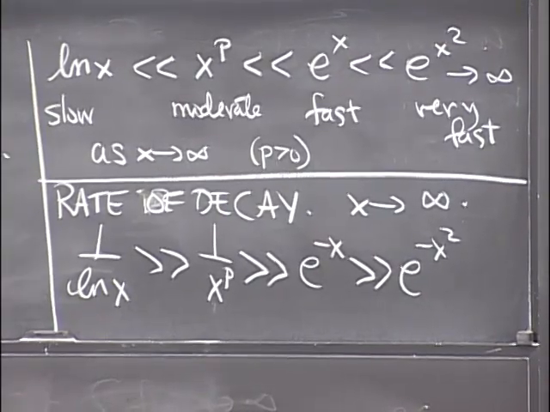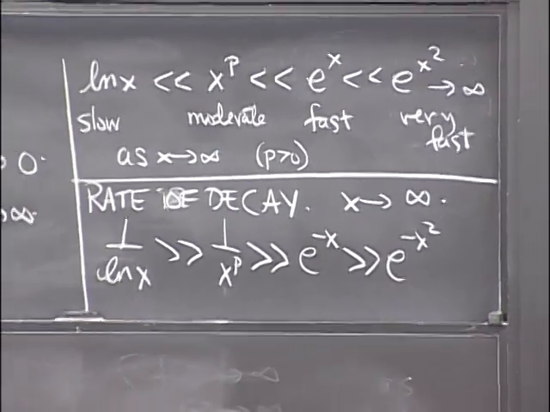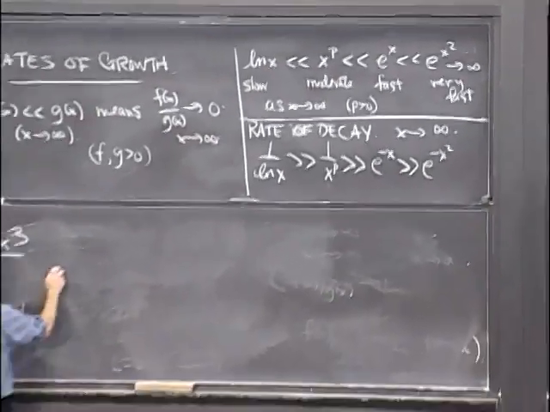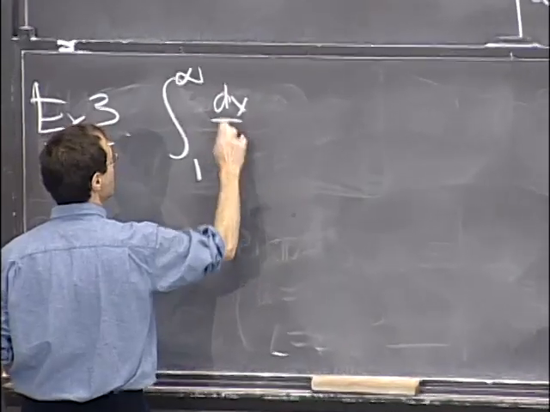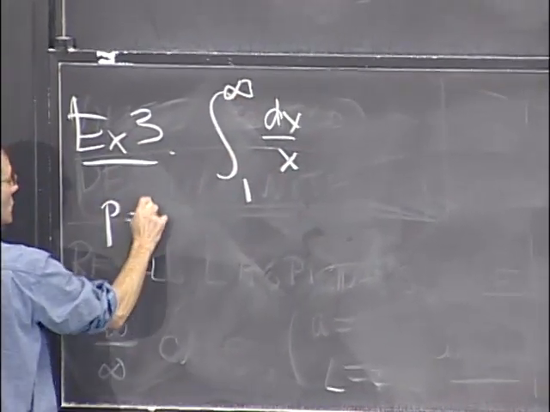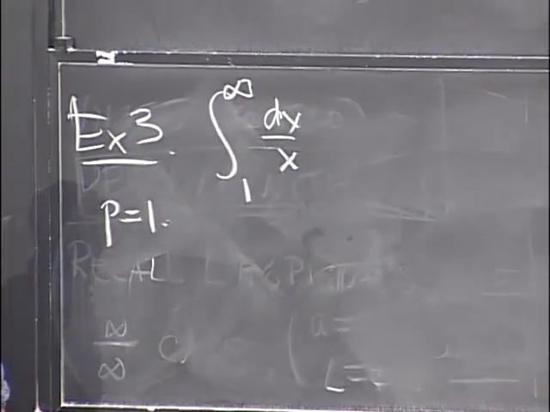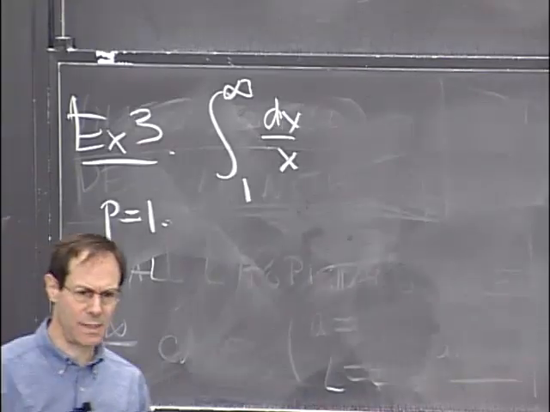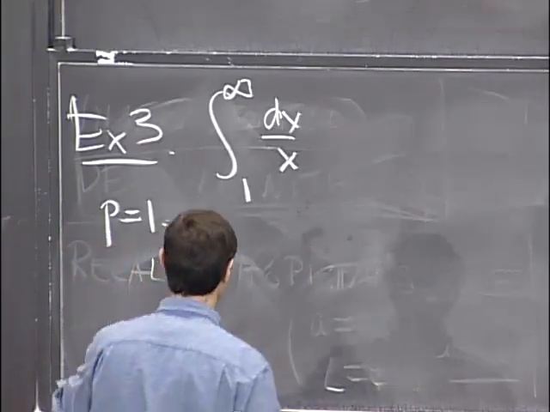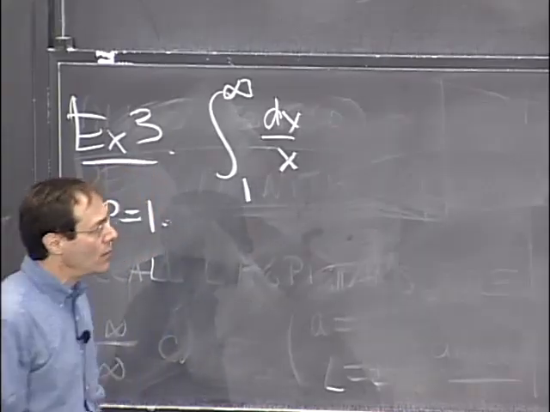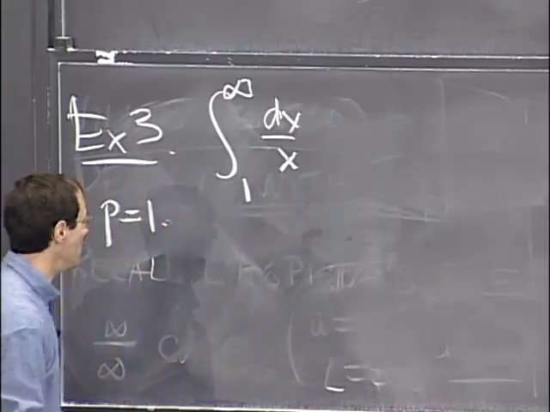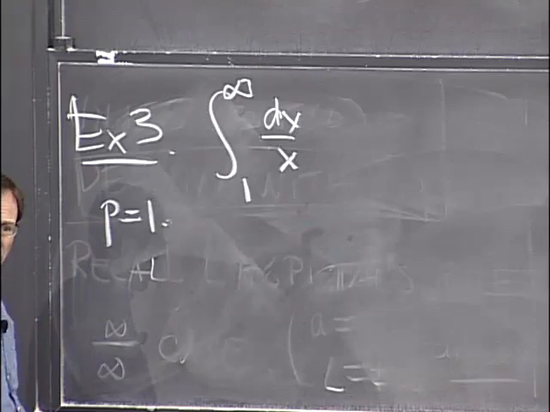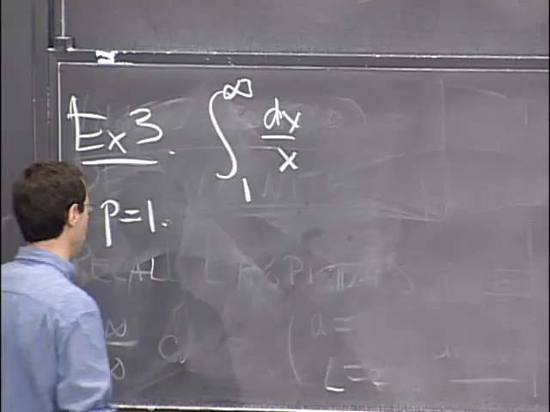Here's our next example. I guess we'll call this example 3. It's the integral from 1 to infinity dx over x. That's the power p equals 1. And this turns out to be a borderline case, so it's worth carrying out carefully. Now again, I'm going to do it by the slower method rather than the shorthand method, but ultimately you can do it by the short method if you'd like.